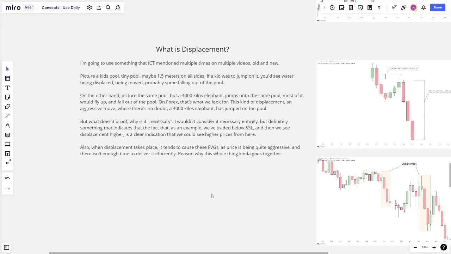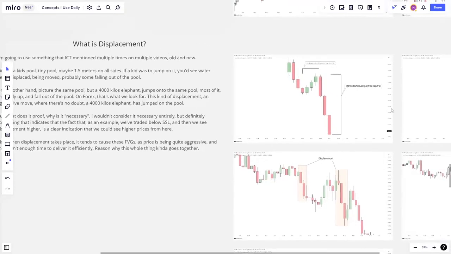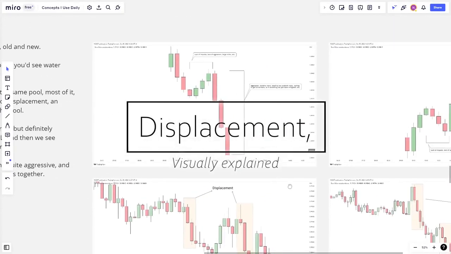But what does it prove and why is it necessary per se? Now, I wouldn't consider it actually necessary entirely, but definitely something that indicates that, as an example, we've traded below sell-side liquidity, and then we see displacement higher, is a clear indication that we could see higher prices from here. Also, when displacement takes place, it tends to cause these fair value gaps, as price is being quite aggressive and there isn't enough time to deliver it efficiently. The reason why this whole thing kind of goes together is why on step 2 I call it displacement instead of creation of fair value gaps.